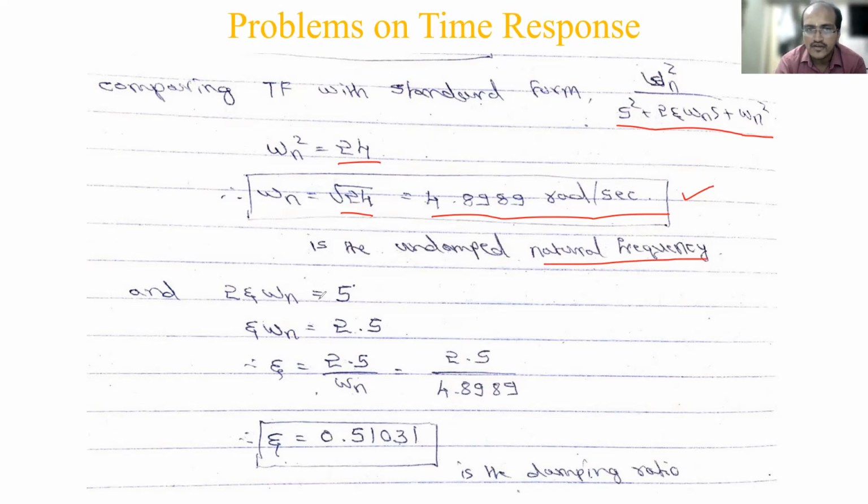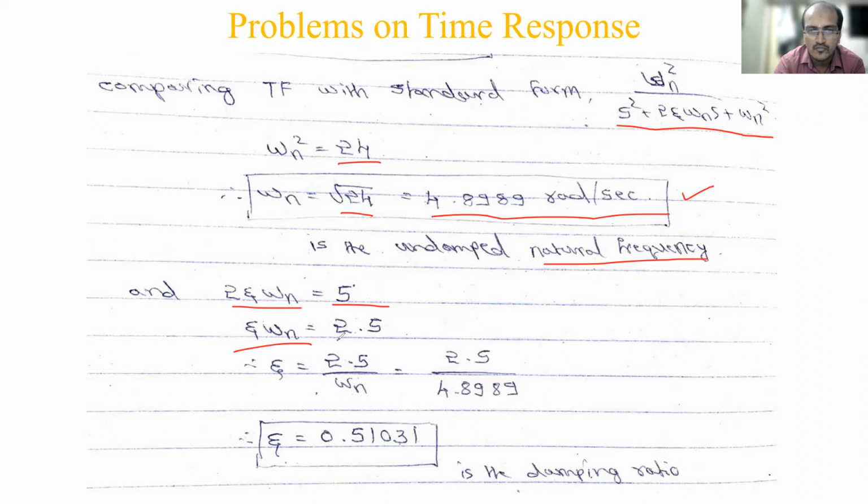Next part, you have to compare the second term, the s term. So 2 zeta omega n is there in the standard one. And what you have in your equation is 5 into s, right? So only 5. So 2 zeta omega n is equal to 5. So from this, what is zeta omega n? So this 2 I am taking to the denominator.